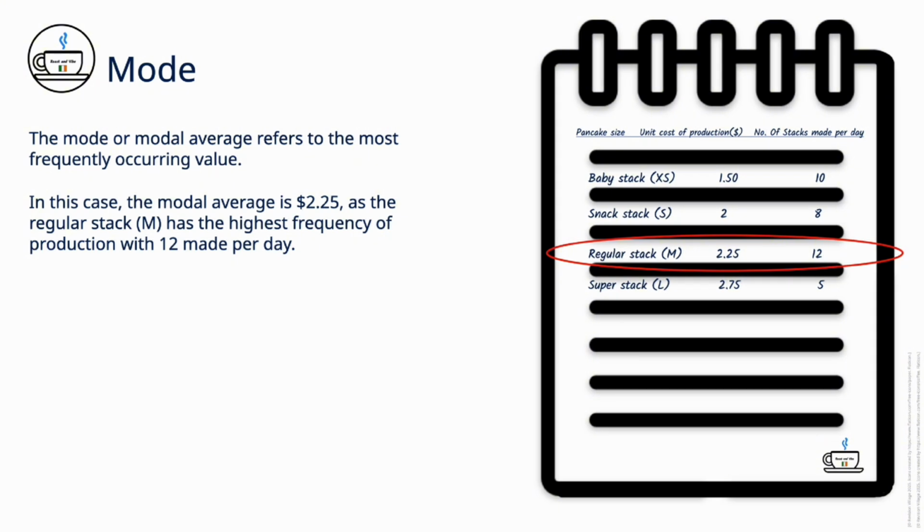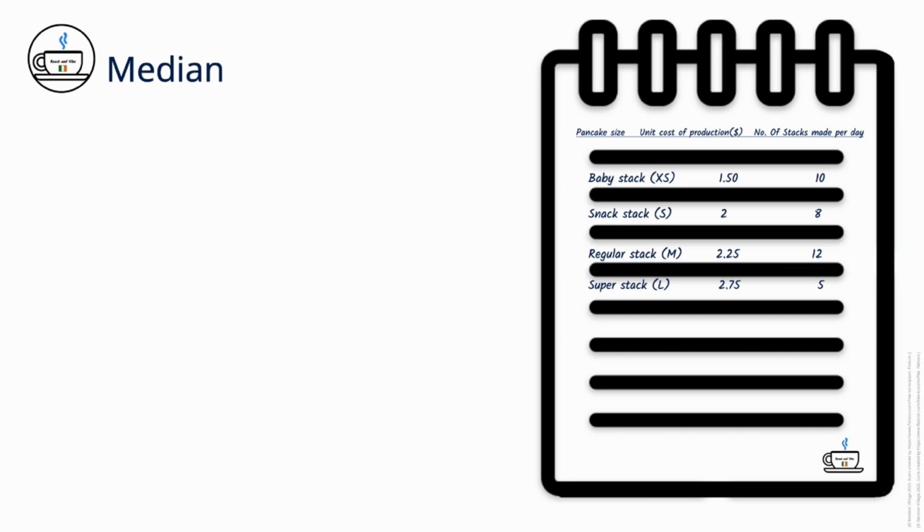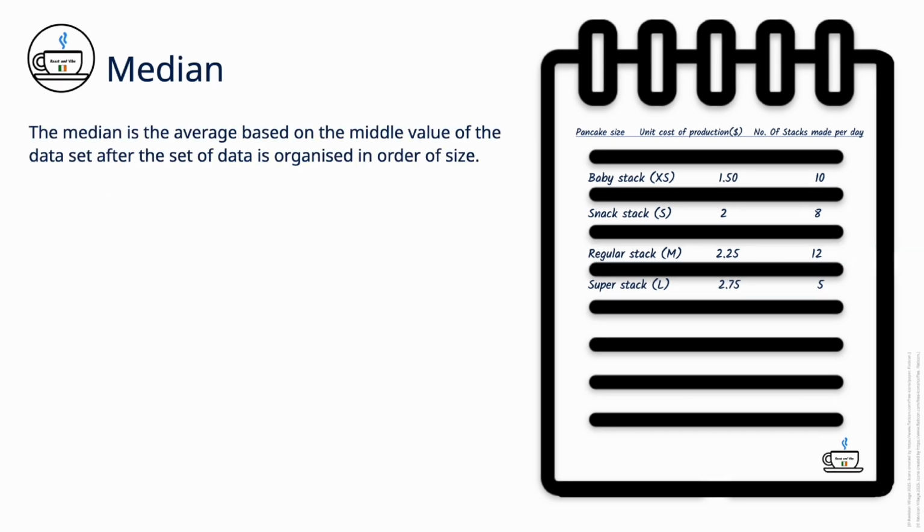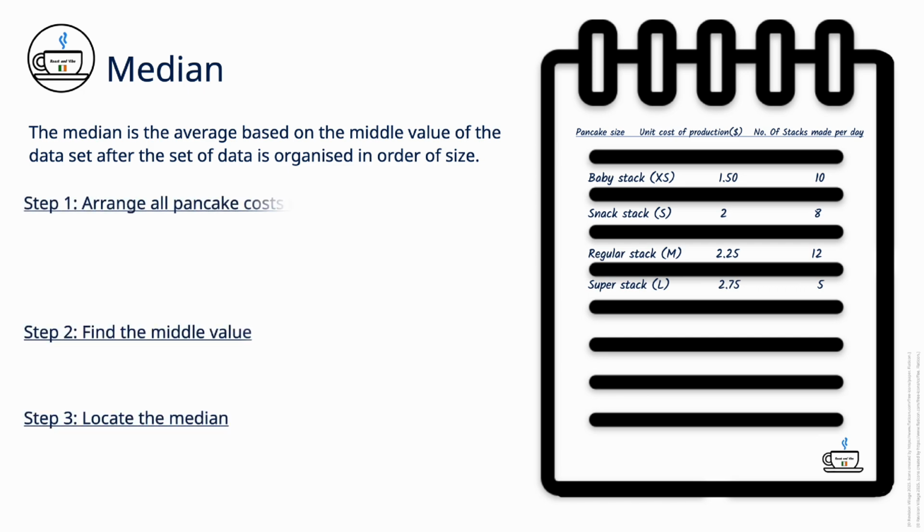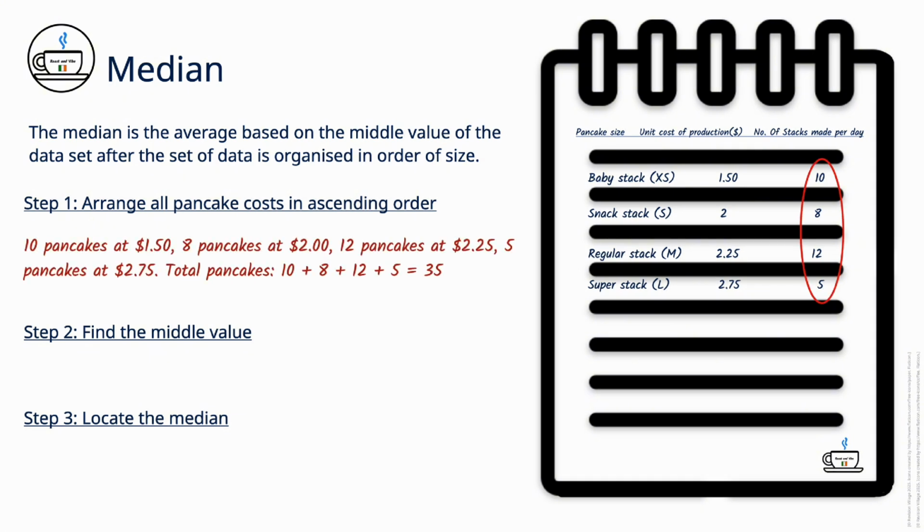Next, we move on to the median average. This is the average based on the middle value of the data set after the set of data is organised in order of size. Step 1. Let's write out all 35 pancake costs in order. We have 10 pancakes at $1.50, 8 at $2, 12 at $2.25, and 5 at $2.75.